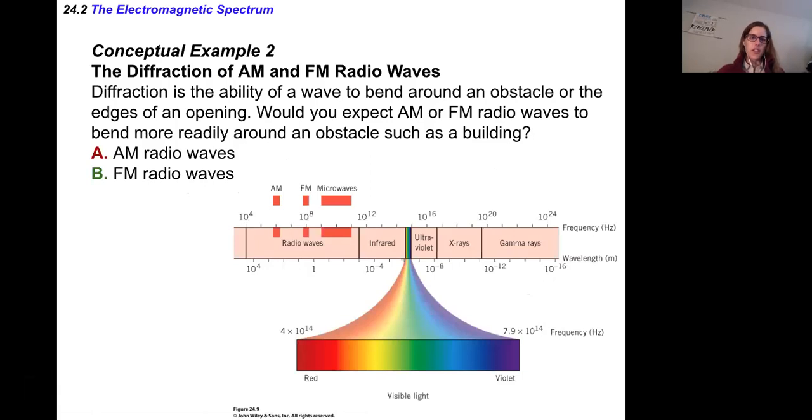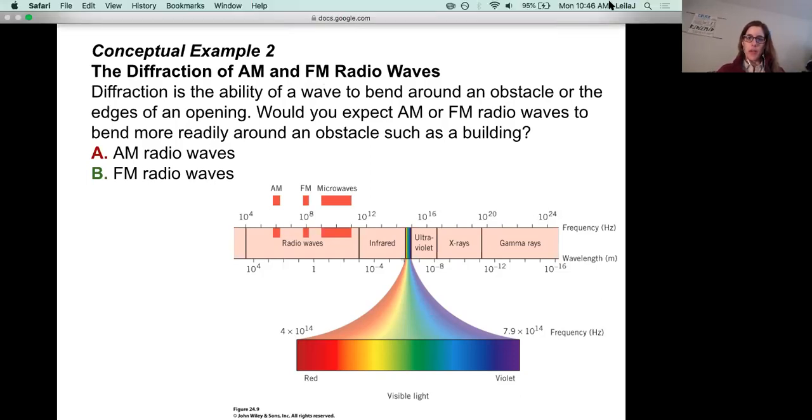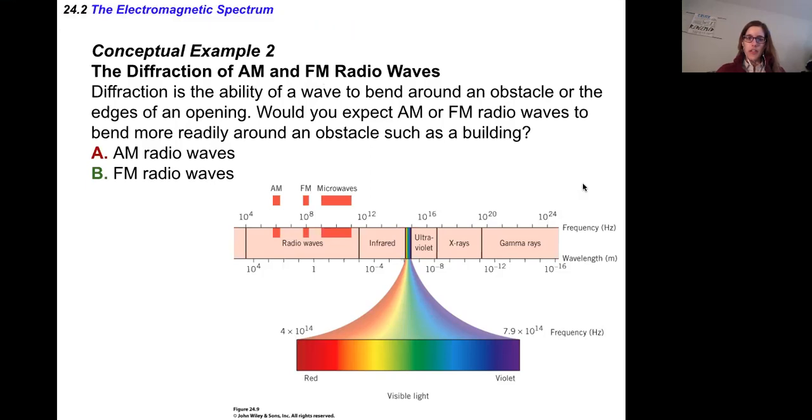All right, let's look at a conceptual example of the diffraction of AM and FM radio waves. So this one's a little bit challenging, I'll say that up front. Let's take a look. Diffraction is the ability of a wave to bend around an obstacle or the edges of an opening. Would you expect AM or FM radio waves to bend more readily around an obstacle such as a building? We notice we have our AM here versus FM. And so the AM has a smaller frequency than the FM and a larger wavelength than the FM.